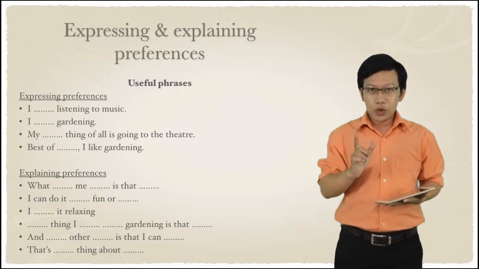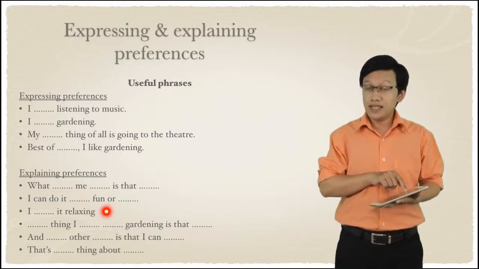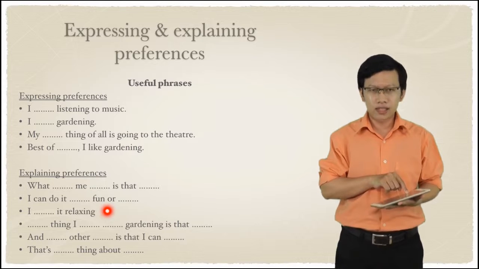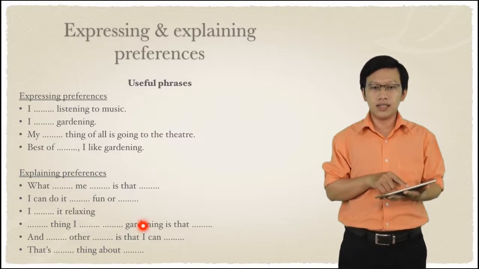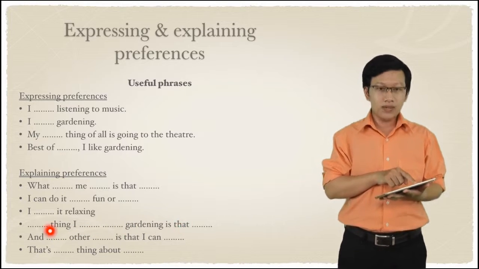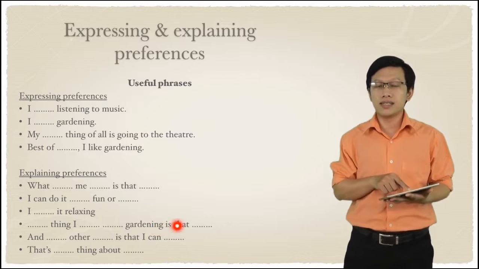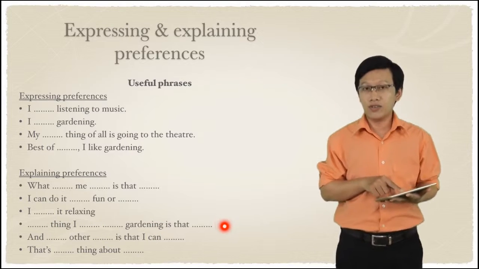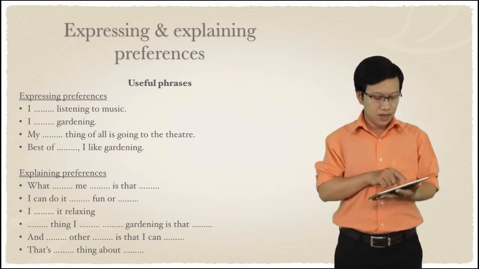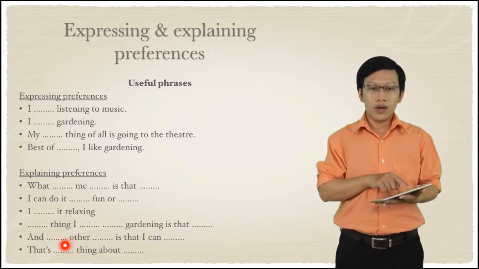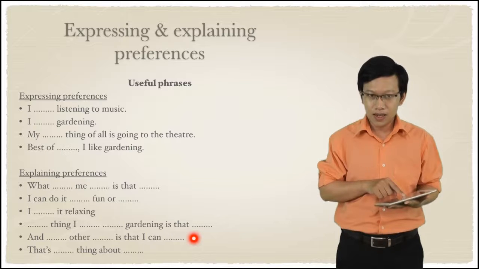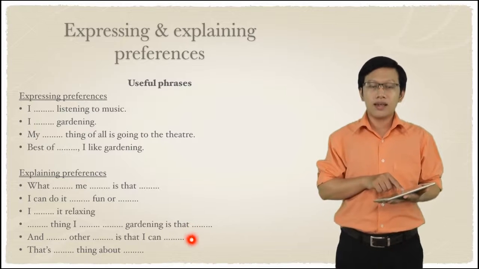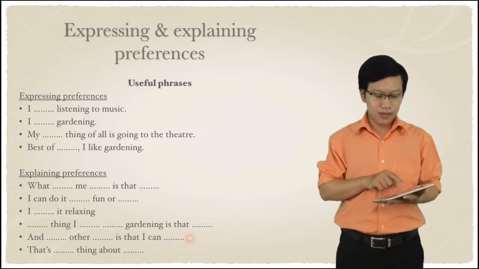I particularly enjoy gardening because I find it relaxing, I find it inspiring. Or you can say, one thing I like about gardening is that it's a very healthy hobby. And one other thing is that I can make money from gardening. Alright, so one thing about gardening is that, and one other thing about it is that, right?